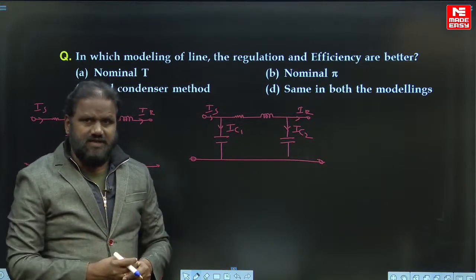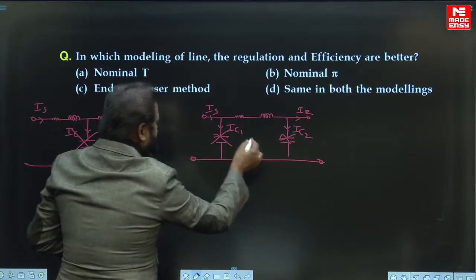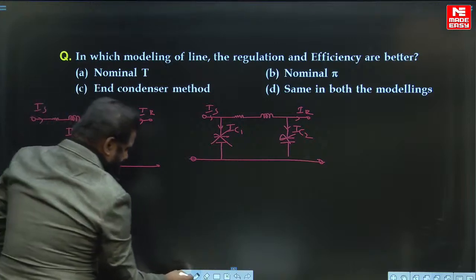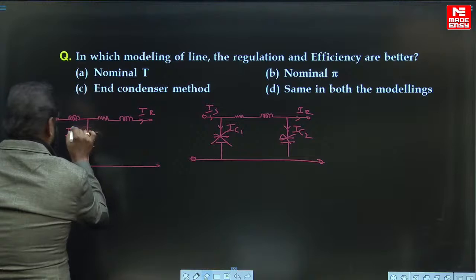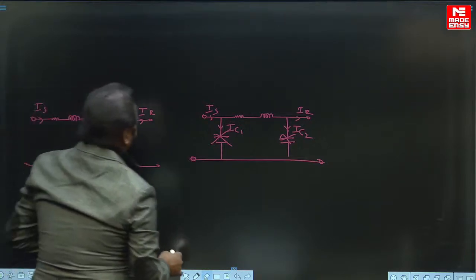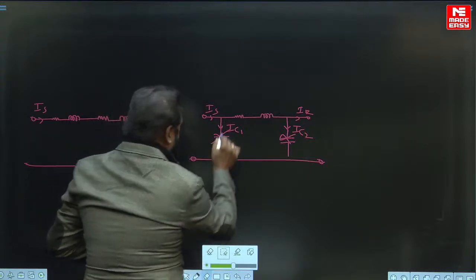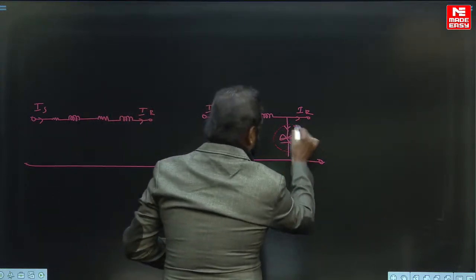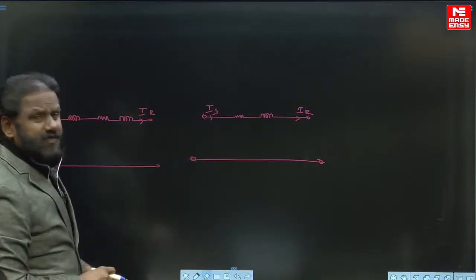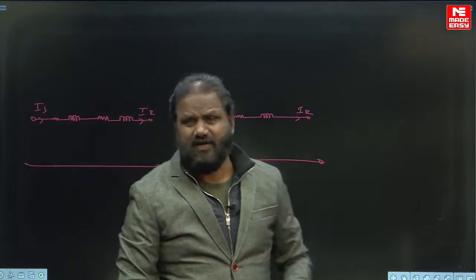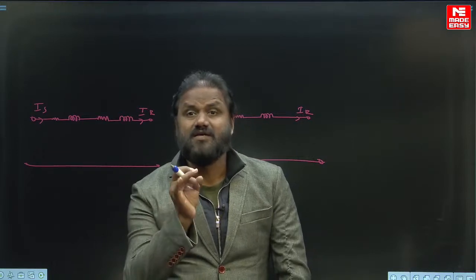So therefore what can I say? I can neglect this part. I can neglect this part. Suppose I remove this part like this, and if I remove this part here and this part here, then both the lines are the same or not? Both the modelings will be the same. Both modelings being the same means what can I say? Efficiency and regulation in both the cases will be the same.